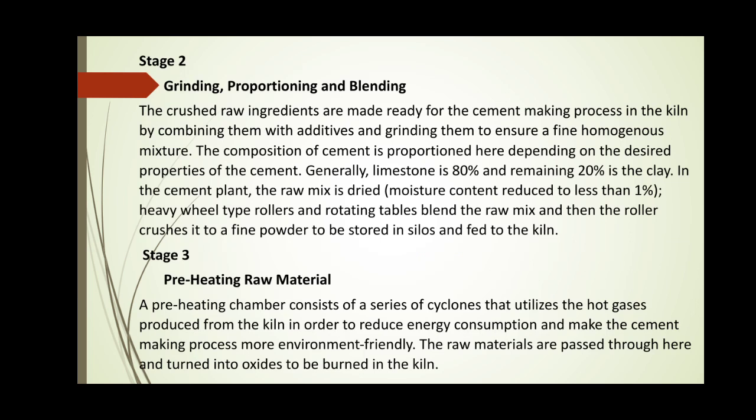In the cement plant, the raw mix is dried. Moisture content reduces to less than 1% of water. Heavy wheel type rollers and rotating tables blend the raw mix, and then the roller crushes it into a fine powder to be stored in silos and fed to the kiln.